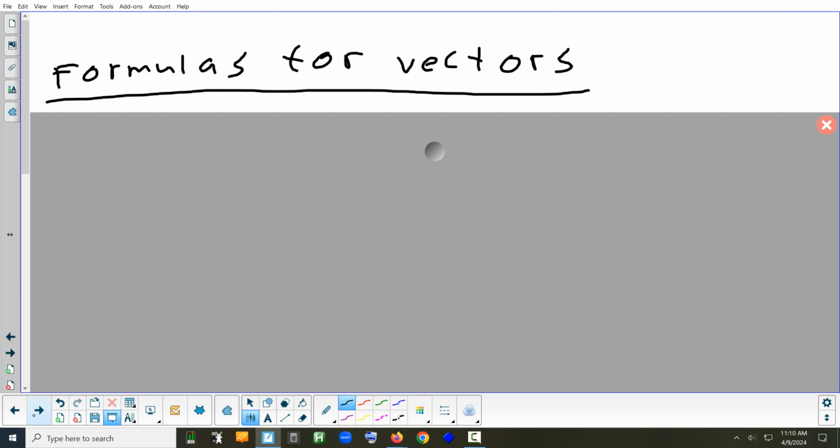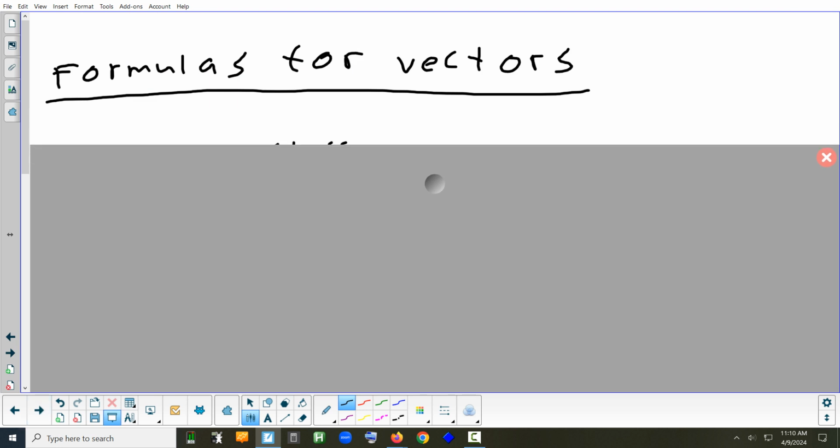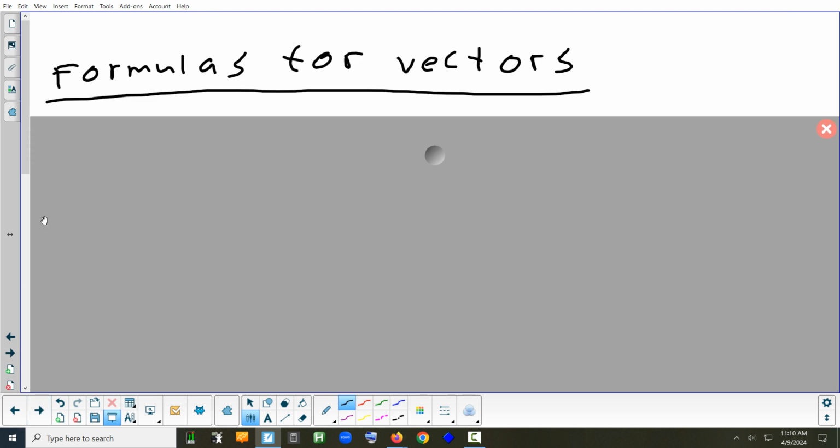Do you just say 0i plus 0j for when it cancels out to 0? For the zero vector? Yep. Anytime you're missing a component, like if you just had 3i, you could say 3i plus 0j. Yep.